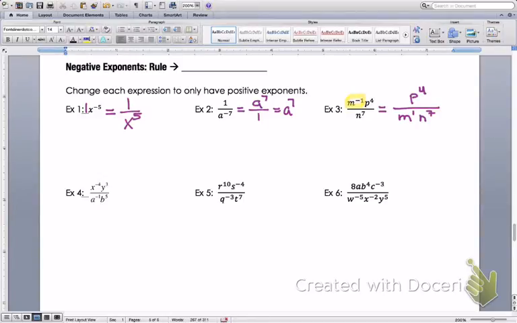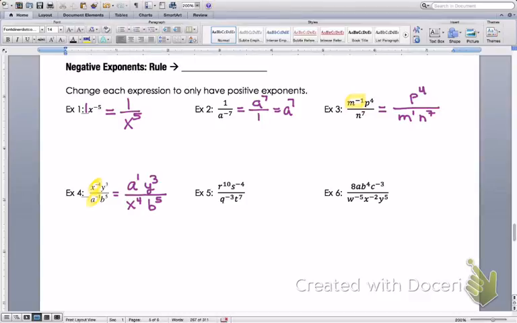Let's look at the next one. Number 4, I have the x to the negative 4. It needs to move, and so does the a to the negative 1. So when I write this, the x to the negative 4 will go to the bottom, and it becomes positive. The y to the 3 stays at the top because it's already positive. Now the bottom, the a to the negative 1 goes to the top because I want it to become a positive 1. And the b to the 5 stays at the bottom because it's already positive. So we're only moving the things that are negative from top to bottom. That's what the negative to positive exponent rule is.